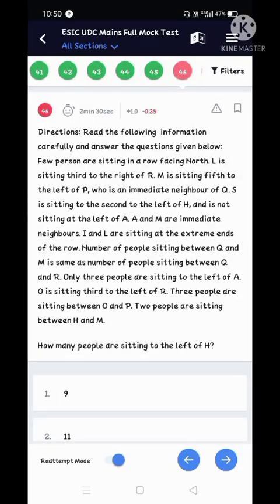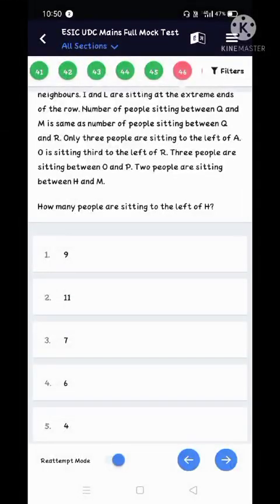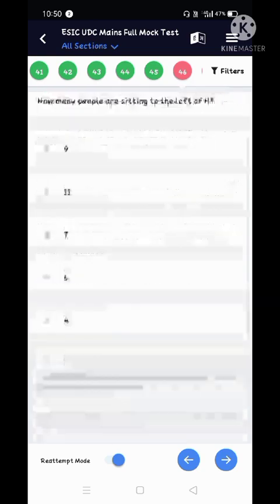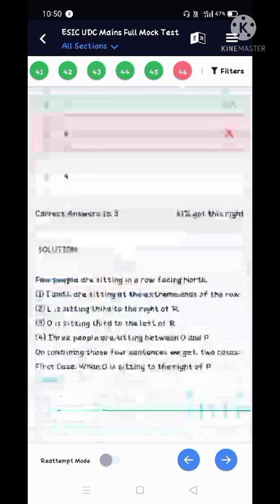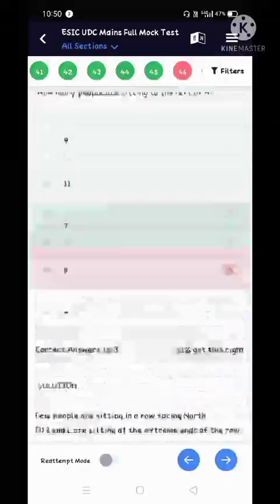And last was an uncertain puzzle, and I made mistakes here. What kind of mistakes? Counting people, how many people are sitting to the left of each. I think in creating these puzzles I made some mistakes, that's why it was not correct.